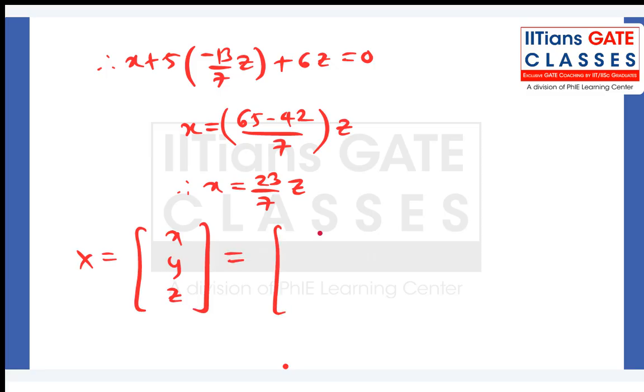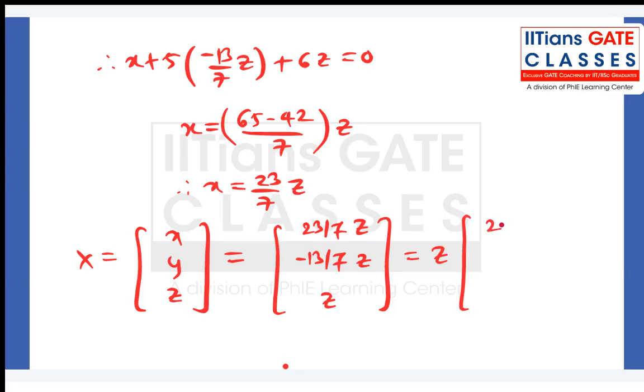So y is minus 13 by 7, in terms of z. Okay. So this is 23 by 7z. Y is minus 13 by 7z, and this is just z. So you can take z out, and this is nothing but 23 by 7, minus 13 by 7 and 1. Okay, so depending on the value of z, you can get different null space vectors.